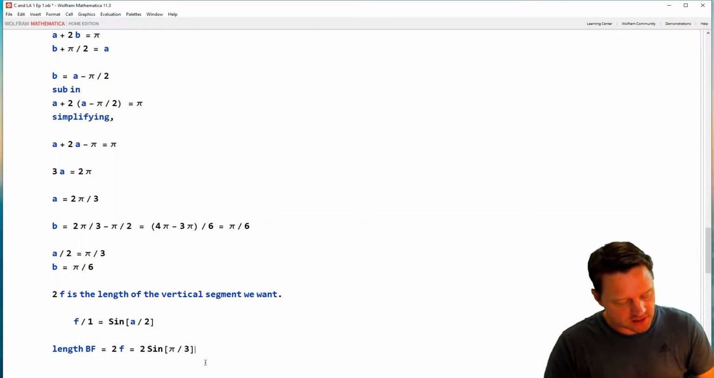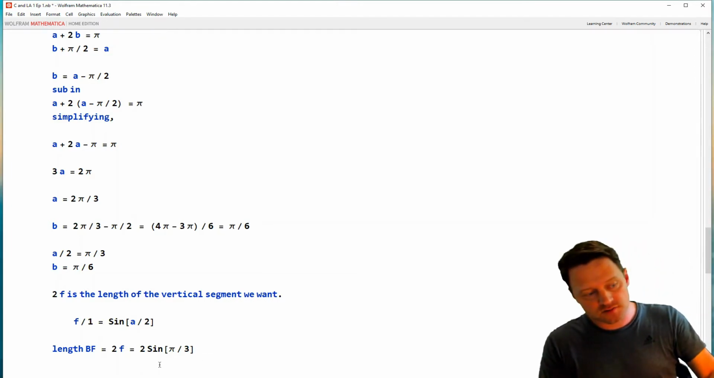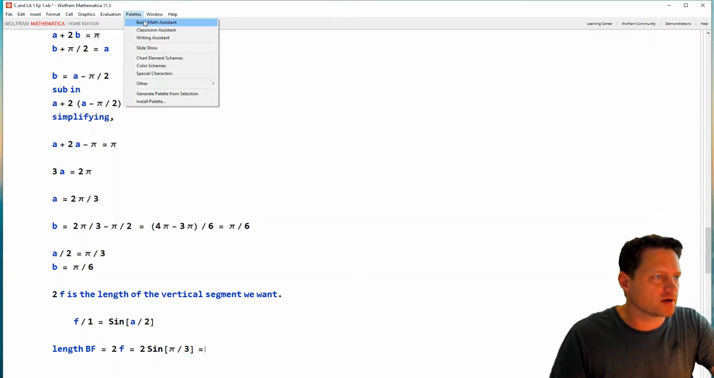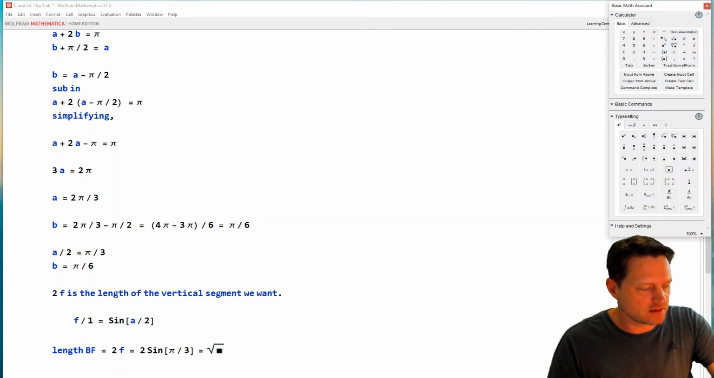But the sine of pi on 3 is the square root of 3 over 2. So this is root 3. So I'll open up the palettes and grab a root sign. Okay, so root 3 on 2 times 2 is root 3.